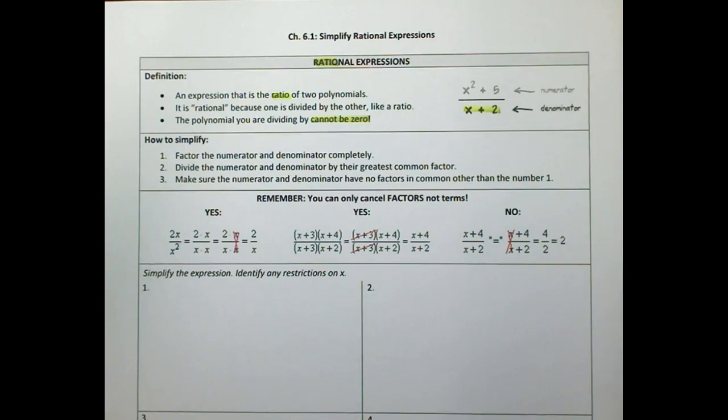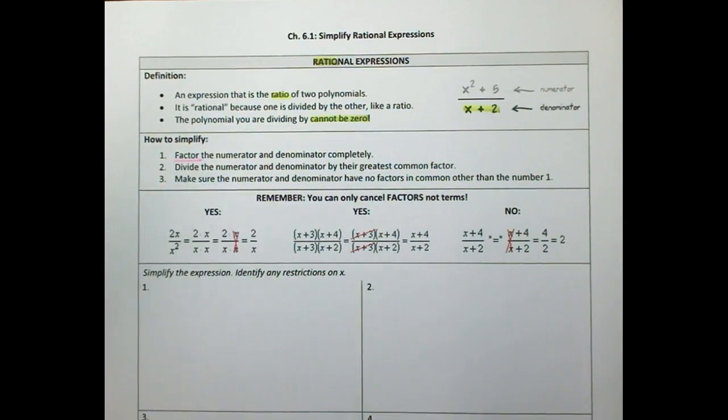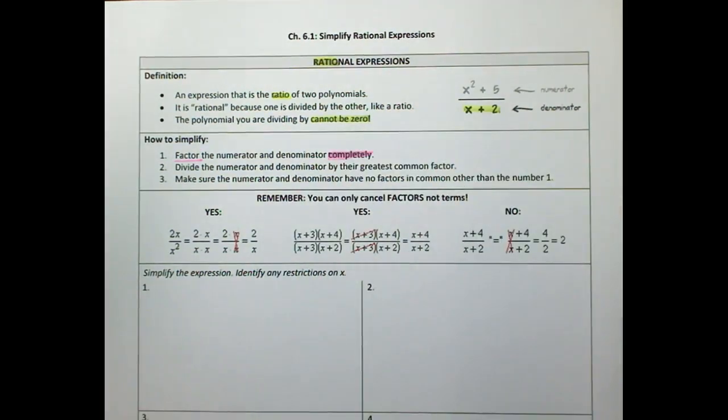Now, in order to simplify a rational expression, the first thing we're going to do is factor. That's all it is, factoring both the numerator and the denominator completely. We have to factor 100%. So this means greatest common factor. This means taking out negatives if we need to. We're going to factor everything completely. Then once we have factored completely, we divide the numerator and the denominator by their greatest common factor. And then we have to make sure that there are no other common factors besides 1.